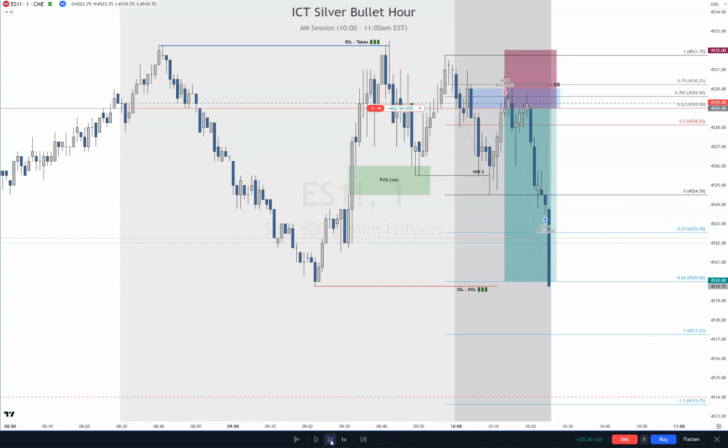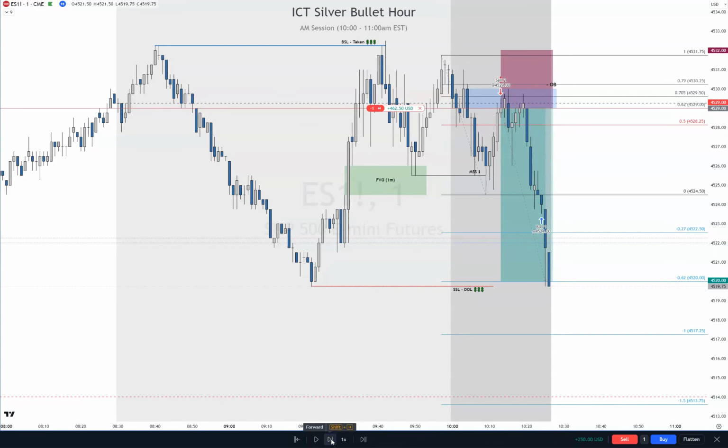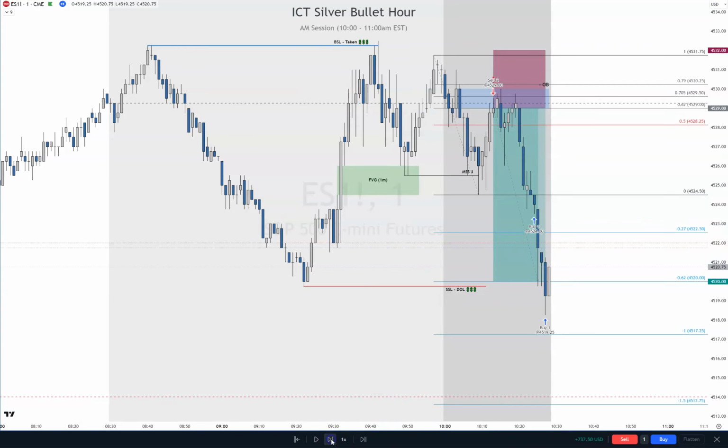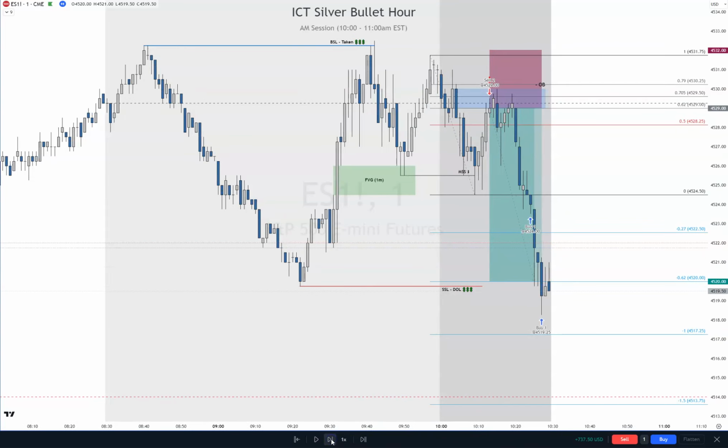And then let's keep going. And there you go, we're out. I'm going to make sure to get a close down there, okay, that's close enough. So right there is our silver bullet trade setup. Let's see how much further it goes.